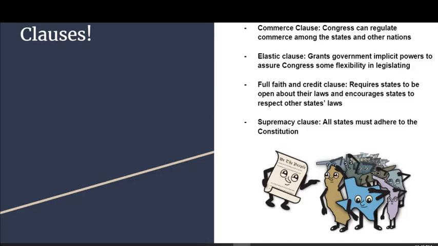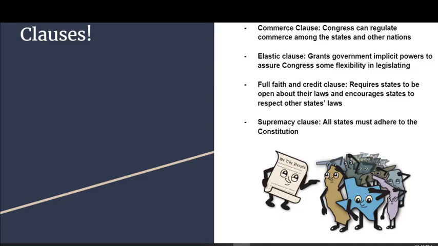Now here are some clauses. First is the Commerce Clause, which says Congress can regulate commerce among the states and other nations. Next is the Elastic Clause, or the Necessary and Proper Clause, which grants government implicit powers to assure Congress some flexibility in legislating. This allows the government to have more power where it's not stated, but not exactly too much, and I covered this in the last video as well in better detail.